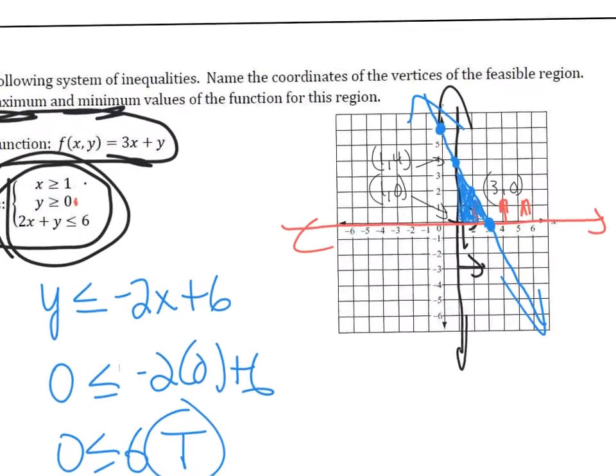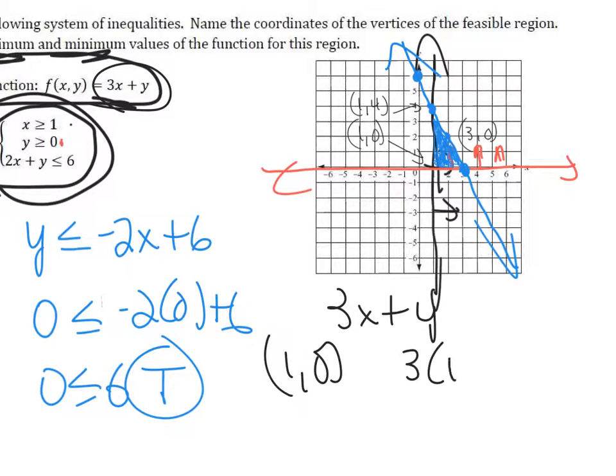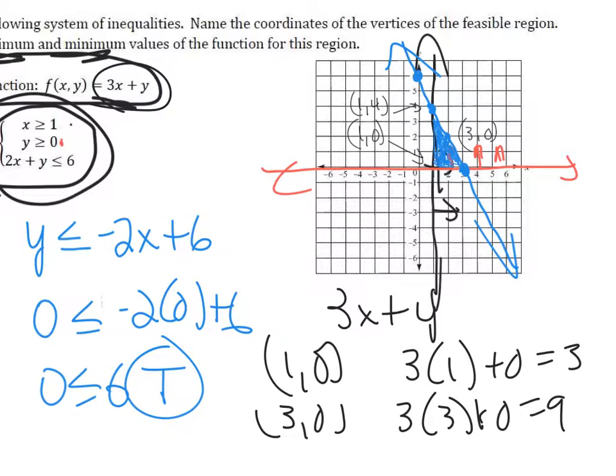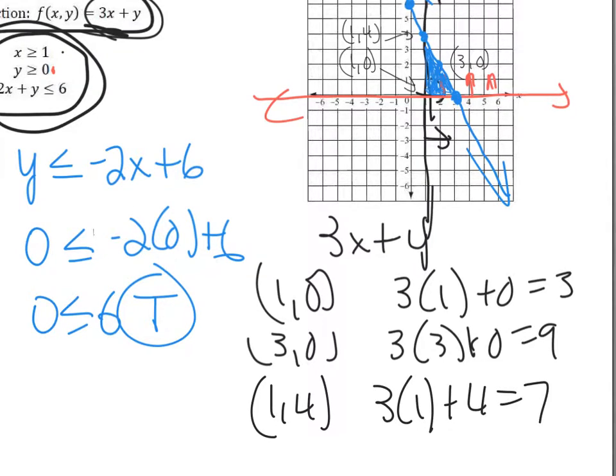So when I go to check, here's what I want to do. Take 3x plus y. I want to put each point in there and see what I get. All right, so 1, 0 will be 3 times 1 plus 0 equals 3. 3, 0: 3 times 3 plus 0 equals 9. And my last one's going to be 1, 4, so that'll be 3 times 1 plus 4 equals 7.